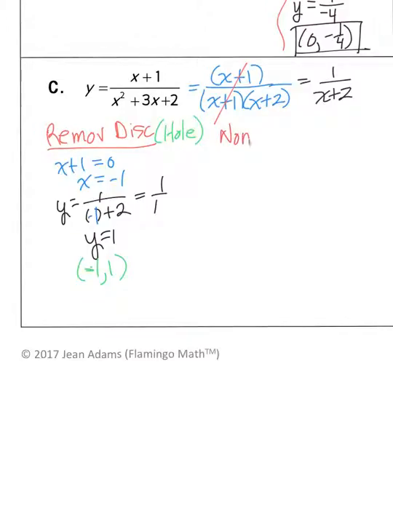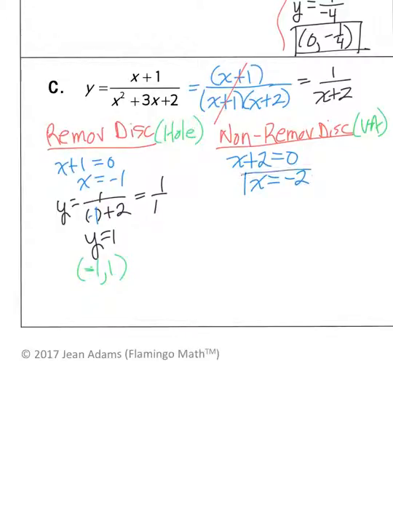Your non-removable discontinuity comes from the x plus 2. So this one was removable, so we used it to find the hole. This one is not removable, so we have to use it to find its asymptote. So this is going to be a vertical asymptote. If I solve for x by subtracting 2, I get x equals -2. So that's your vertical asymptote. Both of these affect your domain.